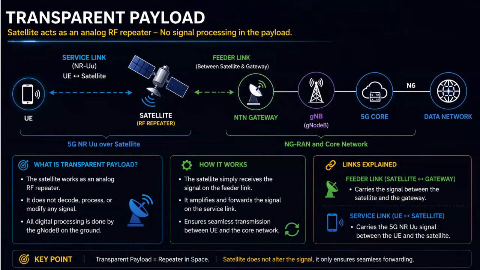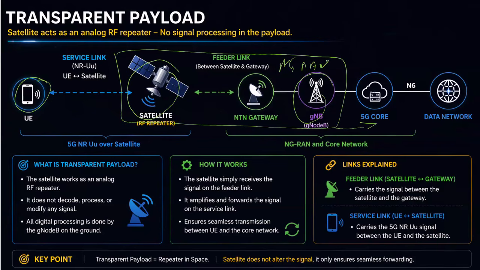Then we discussed two types of payload. One is transparent payload and one is non-transparent or regenerative payload. When we talk about transparent payload, we have the UE and a satellite, which acts as an RF repeater. Then we have the gNodeB, which is further connected to your core network. Basically, this is your NG-RAN. Then we have the N6 interface between the 5G core and the data network.